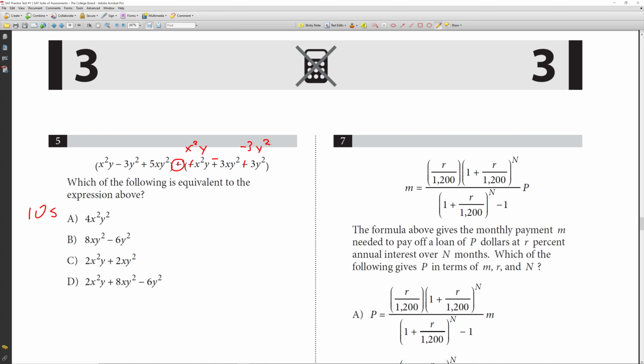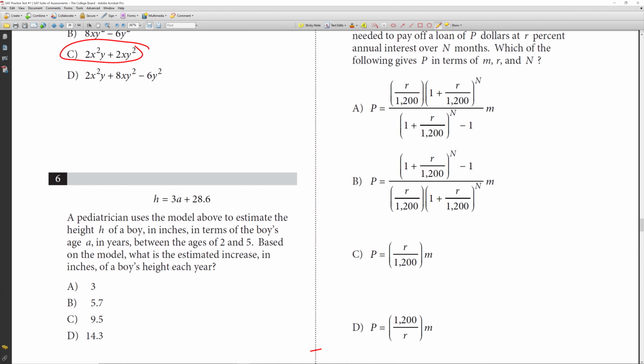Make sure you line up the correct terms on top of each other. The y squared term cancels. I'm left with 2xy, and 5 minus 3 gives me plus 2xy squared. The answer is C. Excellent. 6 is also a passage.